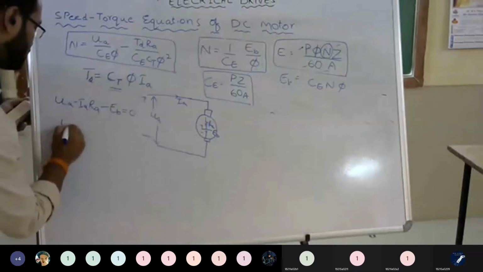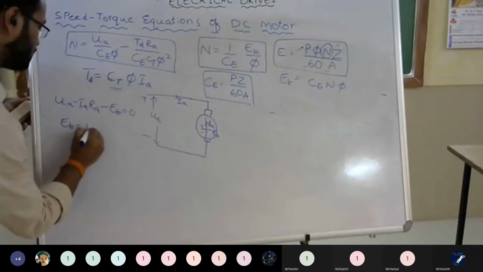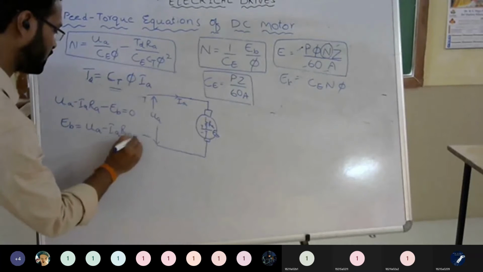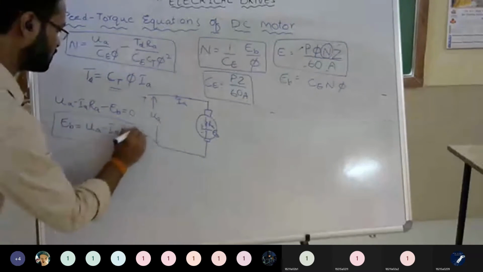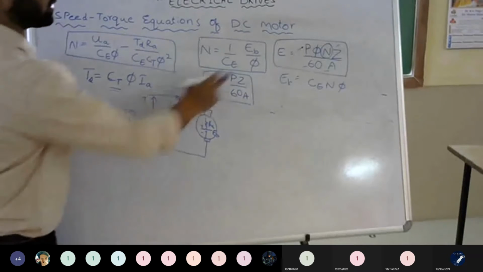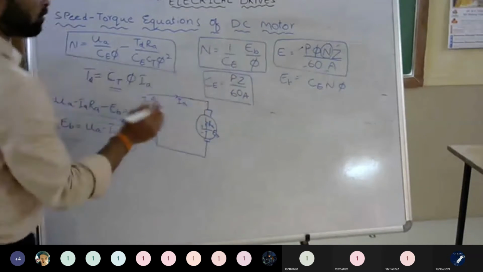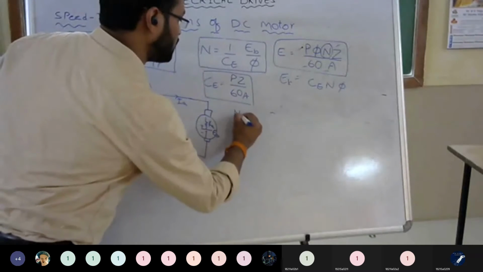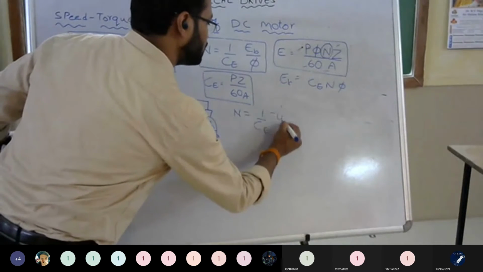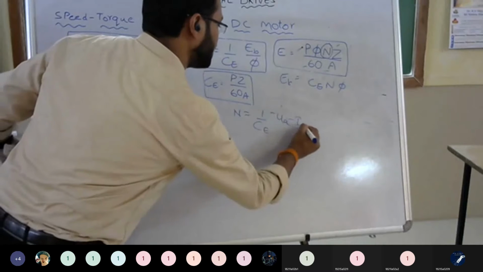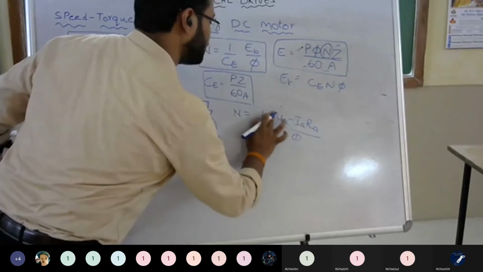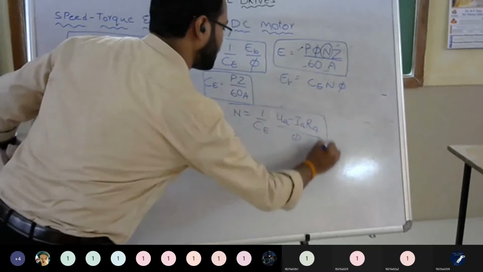So EB is equal to UA minus IARA. This EB you can replace here. Then what will happen? Speed is equal to 1 by CE into UA minus IARA by flux. Right.